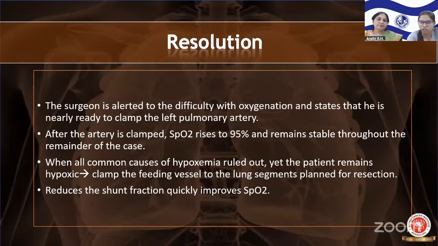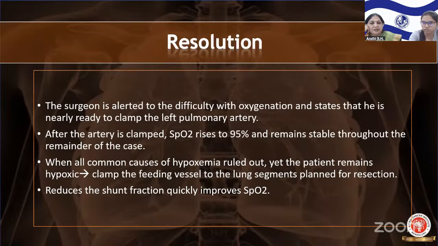In this situation, where all the common causes of hypoxemia are ruled out, the final resort is clamping the pulmonary artery. How does it help? Clamping the feeding vessel to the lung segment reduces the shunt fraction, activates the hypoxic pulmonary vasoconstriction, and improves the saturation. So we should always remember hypoxic pulmonary vasoconstriction when we are giving one lung anesthesia. That is why the physiology of one lung anesthesia is very important to understand.